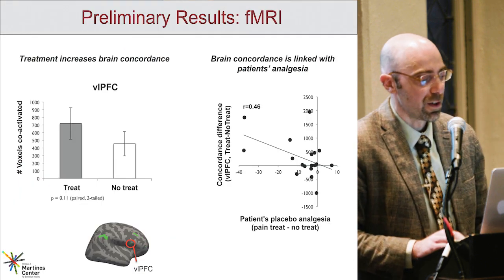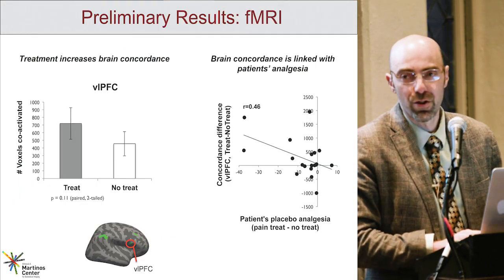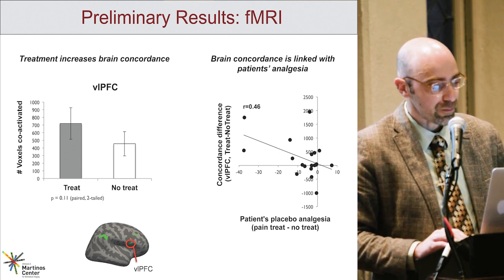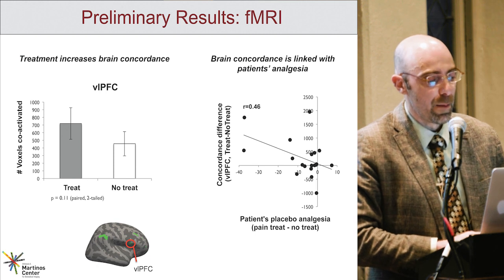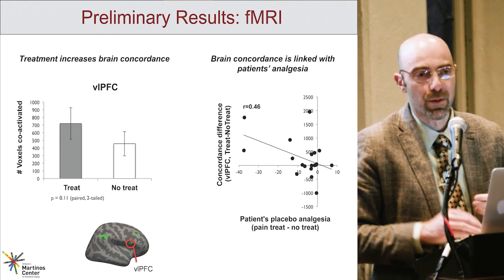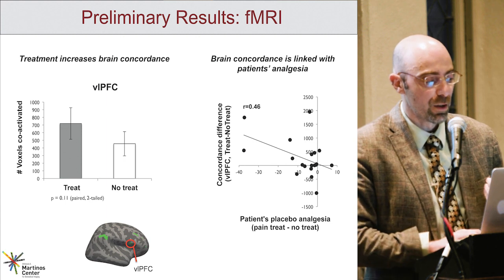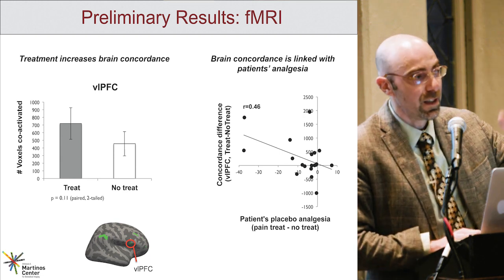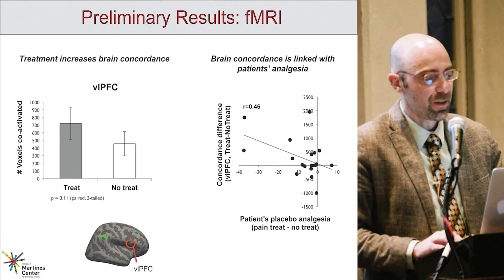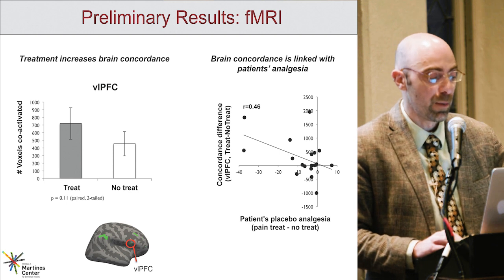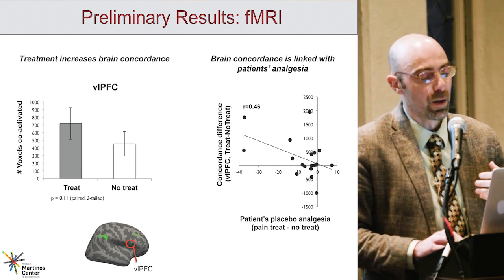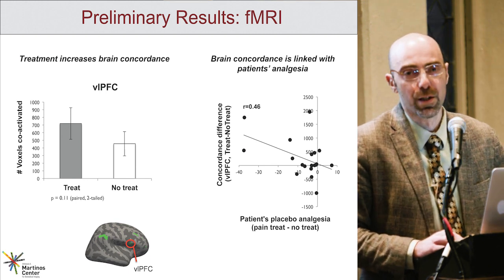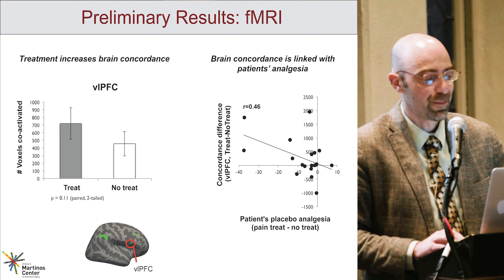And so what we found is that there's greater brain concordance or co-activation in these areas during the treated condition versus the no treated condition. And there was a relationship between the amount of concordance and the analgesia reported by the patients. So if there's more concordance in these areas, the patients are reporting a greater reduction in the pain during the treated condition than the non-treated condition. This is still kind of pilot. None of this is published yet, but we're hoping that these results stay solid as we're getting more and more experience and scanning more and more individuals or dyads.